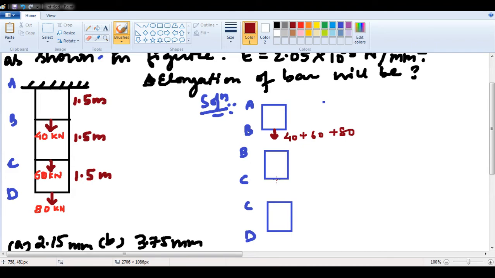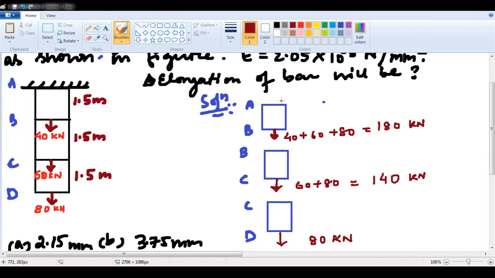Similarly, for the case of C, what will it be? It will be 60 plus 80, whereas for body CD, it will be only 80 kilonewtons, right or not? So here, what is the total load? Here the load is 80 plus 60, 140, plus 40, how much? 180 kilonewton. Similarly here, 80 plus 60 is 140 kilonewton. Similarly here, this is 80 kilonewton.